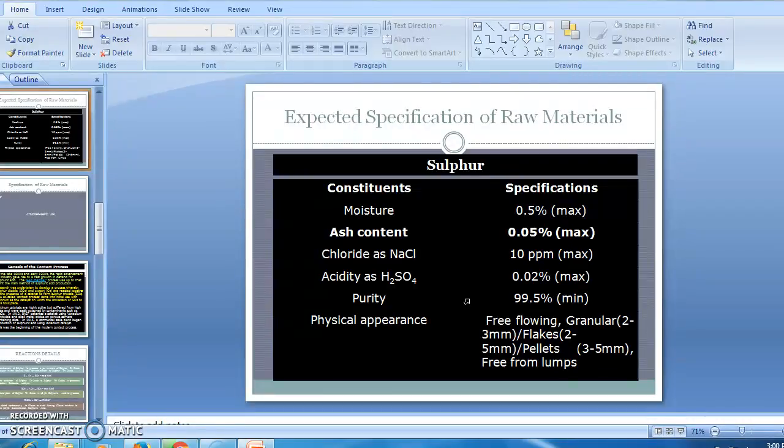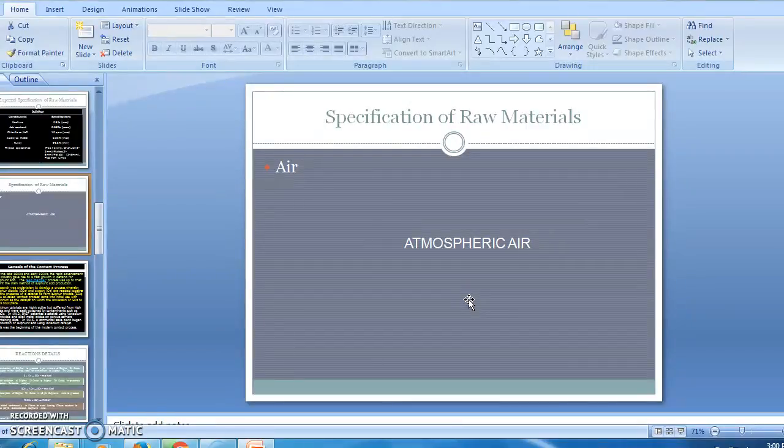Now when you speak of sulfur, there has to be a good purity of sulfur. A purer sulfur is preferred, so the required purity should be at least 99%, and some small inerts or contaminants would be okay, otherwise they will hinder the overall purity of the sulfuric acid. Atmospheric air would be from the atmosphere, which is free.